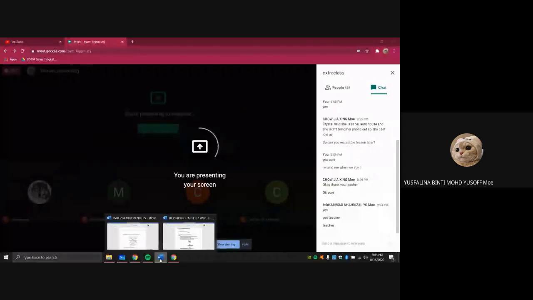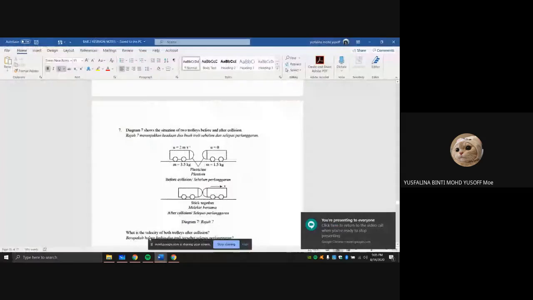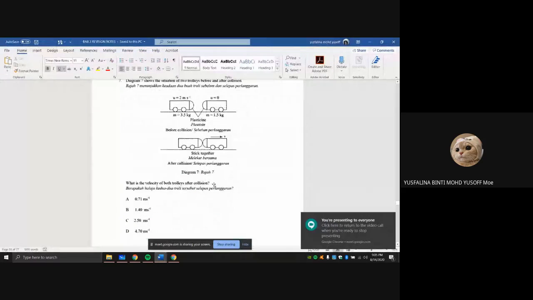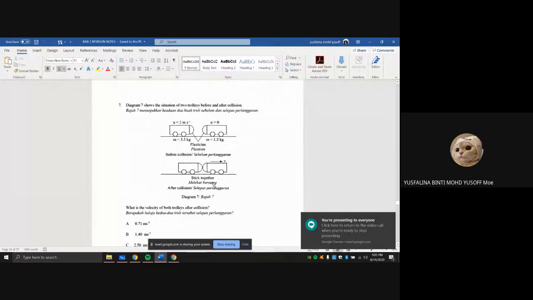For this one, okay. So it says here the diagram 7 shows the situation. Teacher, you're not sharing screen. Oh, sorry. Okay, wait. Share. Share. Right. Okay. So page 59, I think.